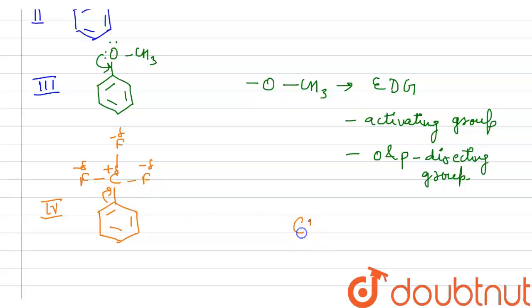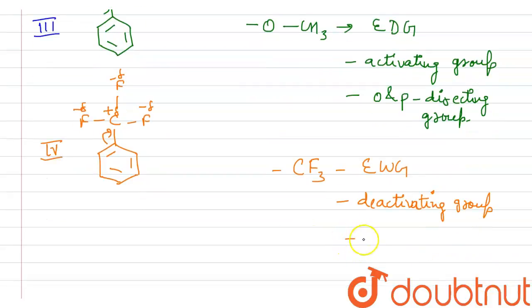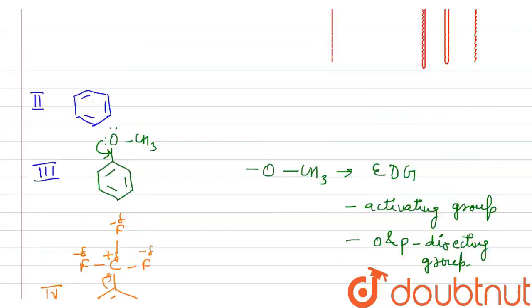So if we talk about the CF3 group, it is an electron withdrawing group, and it is a deactivating group for electrophilic substitution reaction. And if the electrophilic substitution occurs, it will occur in the least case. So it will be a meta-directing group, right?